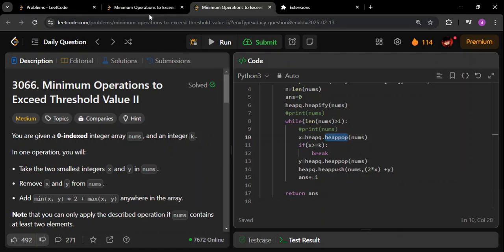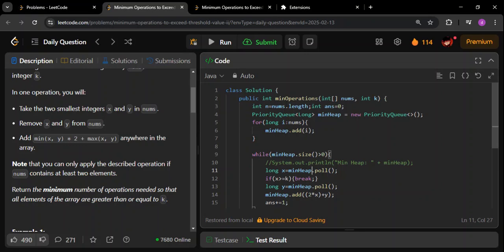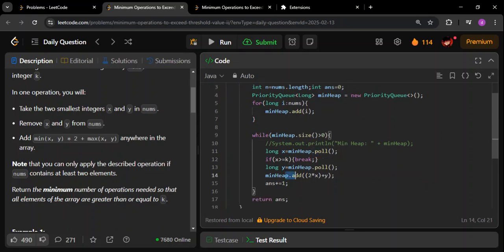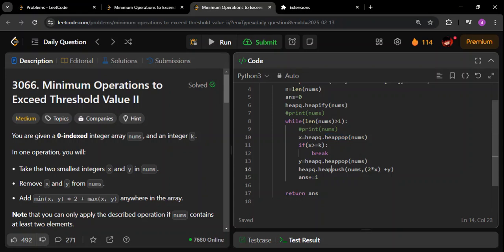Here we're using the term pop, but if you see here we are using the term poll. As simple as that. Similarly, here we are using the term add, but here we'll be using the term push. Heap push, and this is heap pop. So we are doing heap pop to get the x.